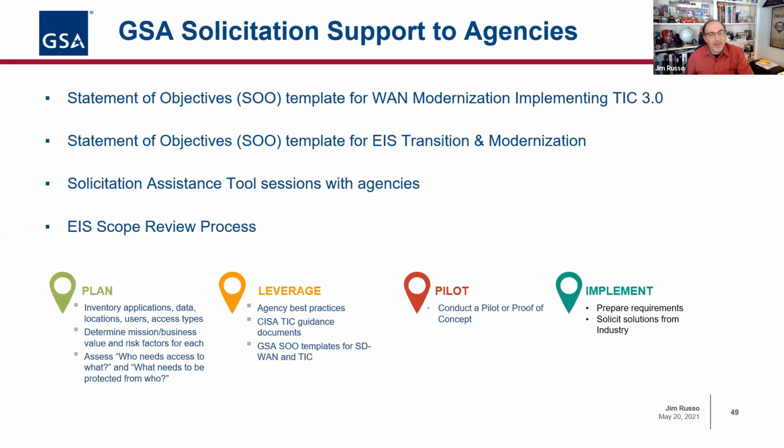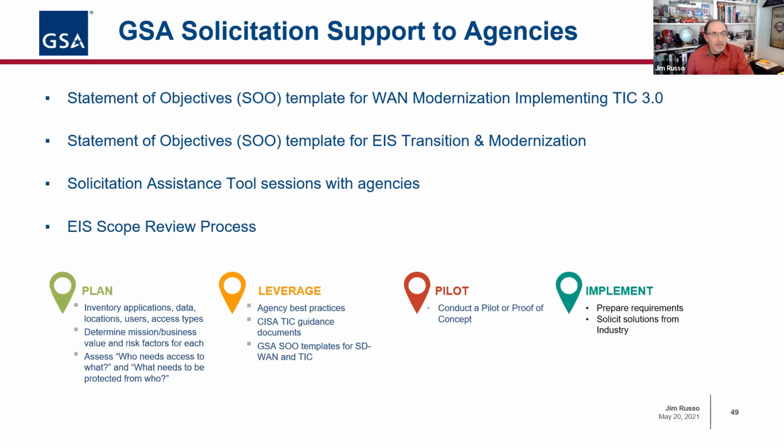So let's go to the next, and back to where I left off, which was the tools that we provide on EIS to help agencies crystallize their requirements. We have templates that can be put in place. These are generic templates that we sit down with an agency, we use our solicitation assistance tool, we walk through it, and at the end, we generate a draft RFP that has all the pieces needed for a solicitation. Now it needs to be customized for an agency, maybe blanks need to be filled in, but at least there's a pretty solid draft. Our statement of objectives templates for WAN modernization and EIS transition also give sample language that can be inserted into an existing solicitation, or made as a standalone solicitation.